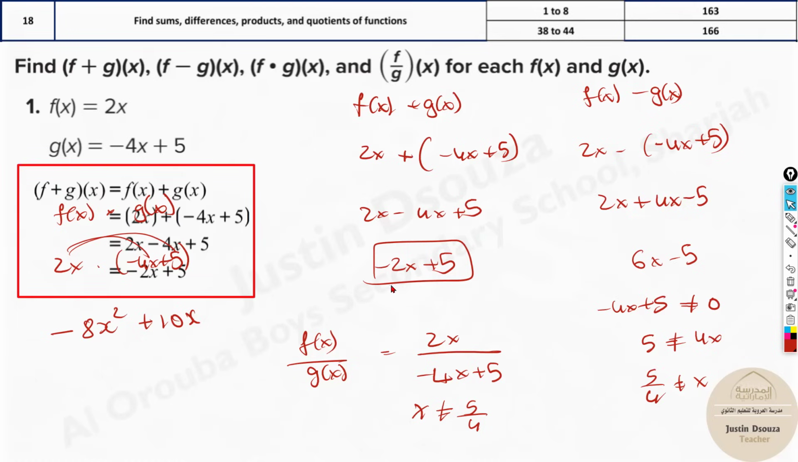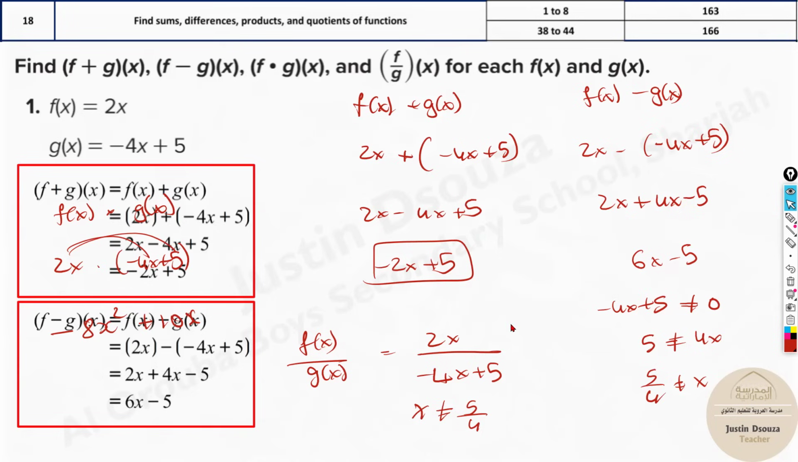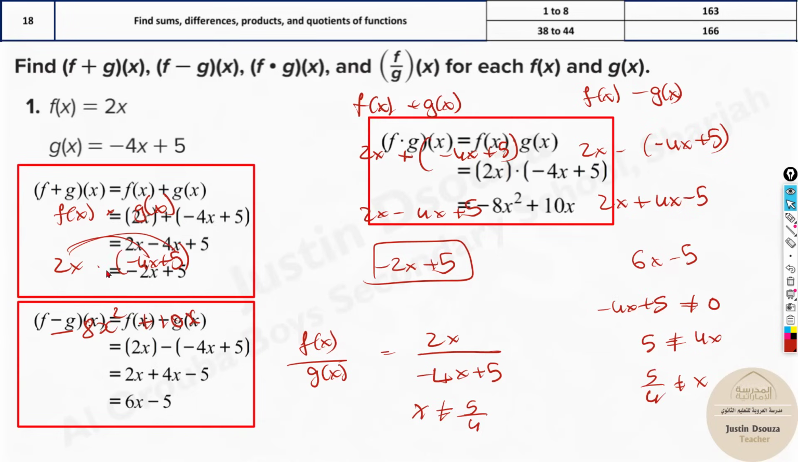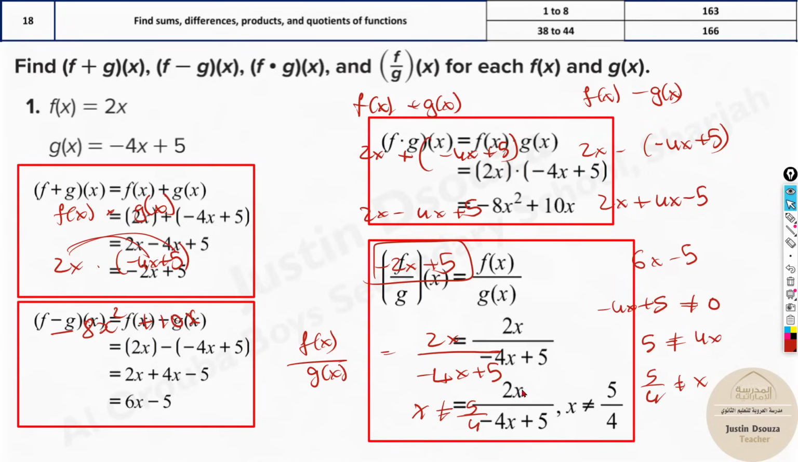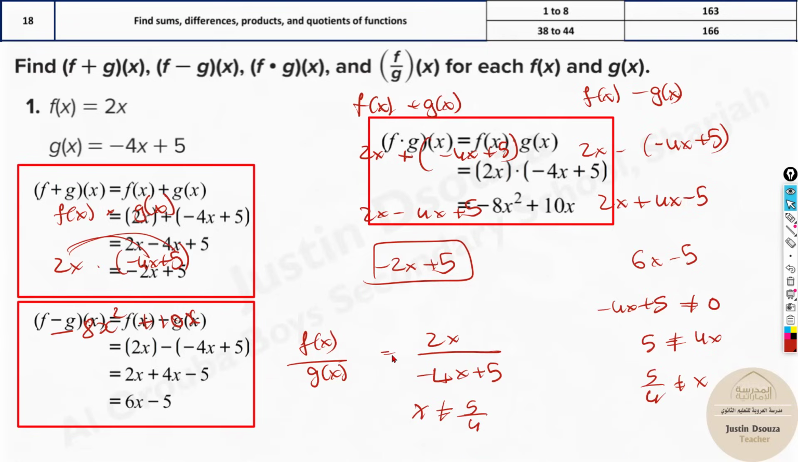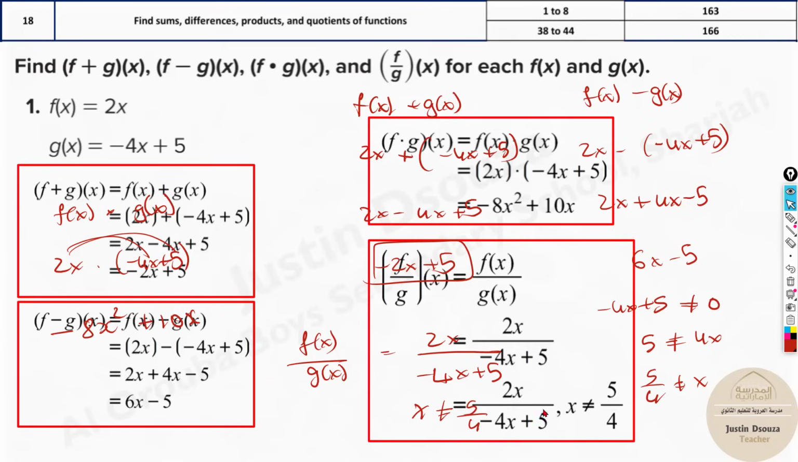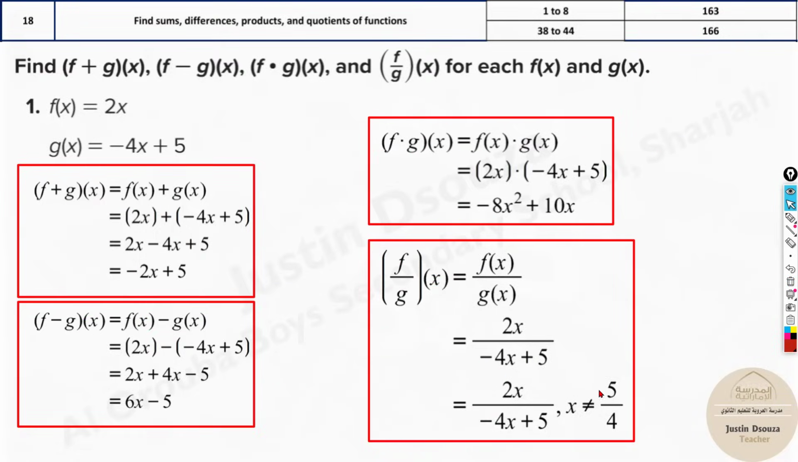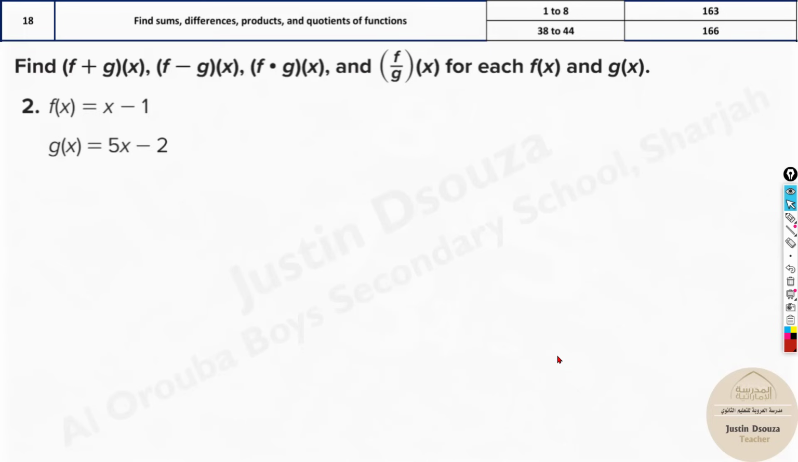So you can see it is minus 2x plus 5, 6x minus 5. We got minus 8x squared plus 10x. And lastly, we got the same answer. Now here, instead of writing it down, you can write it out over here, the negative sign, that's fine. But not equal to 5 by 4 is very crucial. So this is how we solve these problems, and they are all the same.